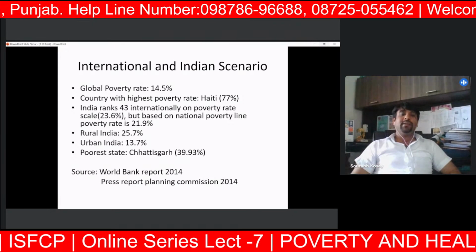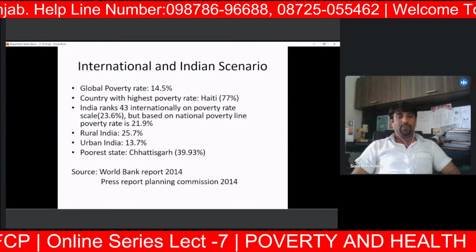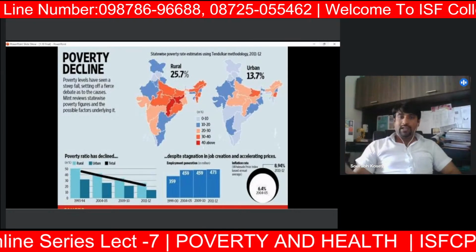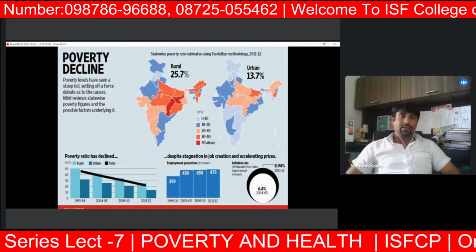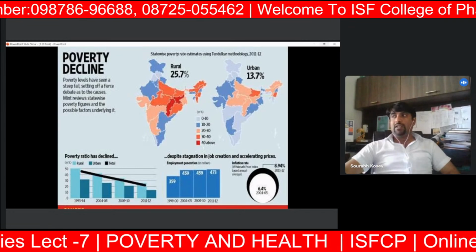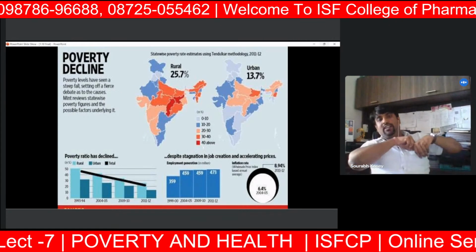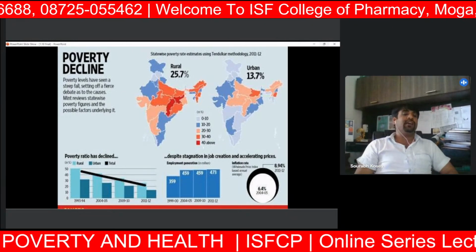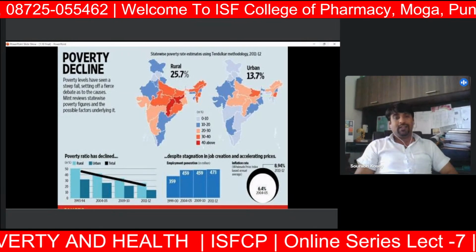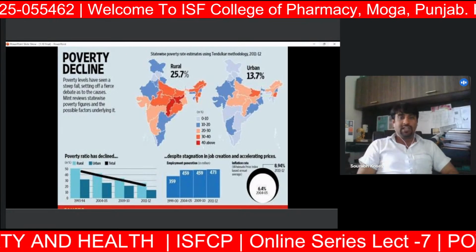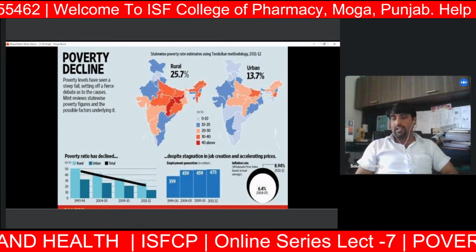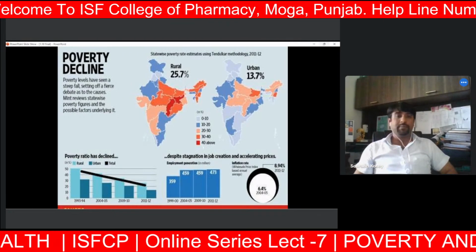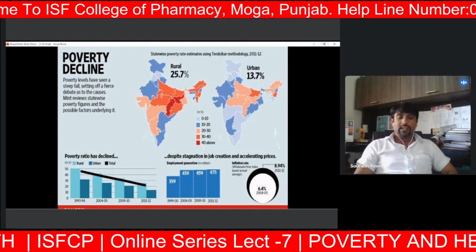As per the World Bank report 2014 and the Press Report Planning Commission 2014, regarding poverty decline, we have to check the rural and urban population, and one of the processes is called despite stagnation in job creation, accelerating prices of basic necessities. So employment generation, inflation ratio, and poverty have to be covered in this segment, and the poverty decline, etc.